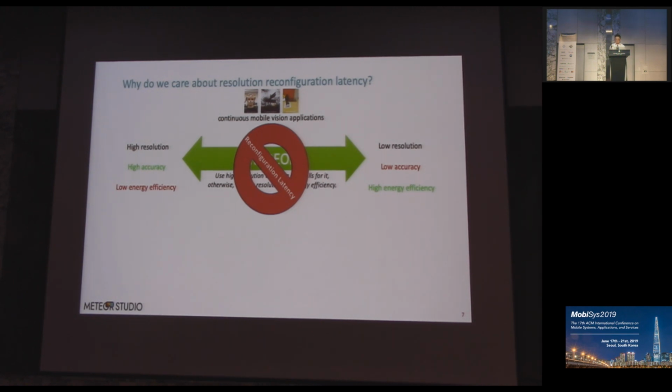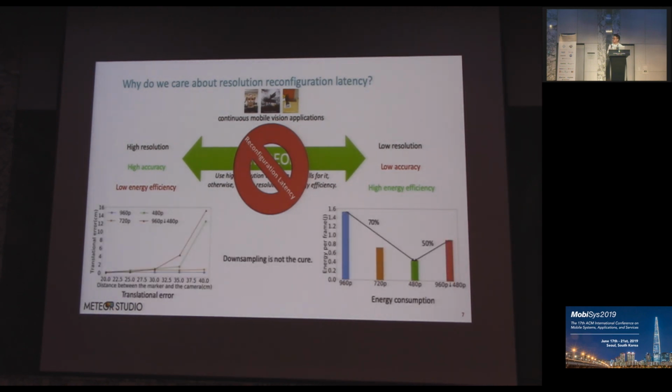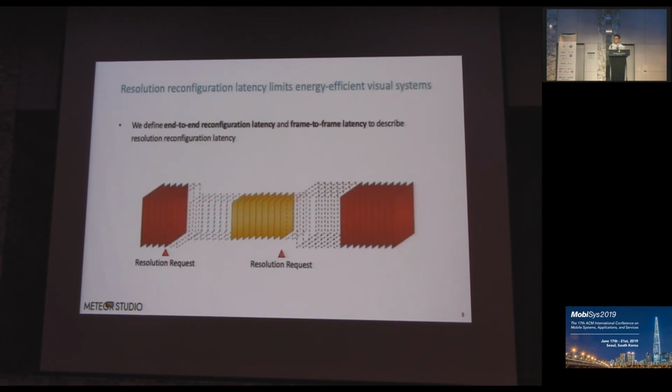Commercial AR applications constantly work at a specific resolution. They do not change resolution at all. People try to utilize this resolution-based trade-off by downsampling, in which they resize the image to the desired resolution. However, we see downsampling is not the cure, because downsampling actually has worse accuracy compared with working at real 480p, and more energy consumption. So in this paper, we target resolution reconfiguration latency as the chief impediment for energy-efficient visual systems.